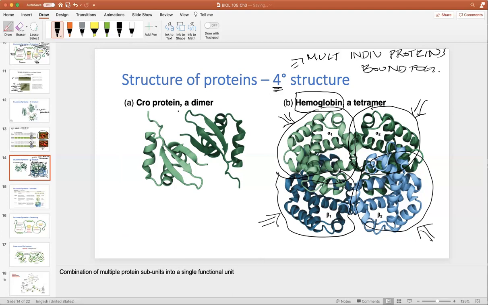All right. This one's another example. It's a coprotein. This is a dimer. Di means two, mer means units, right? Hemoglobin is a tetramer. Mer means units, tetra means four. 1, 2, 3, 4. Okay.